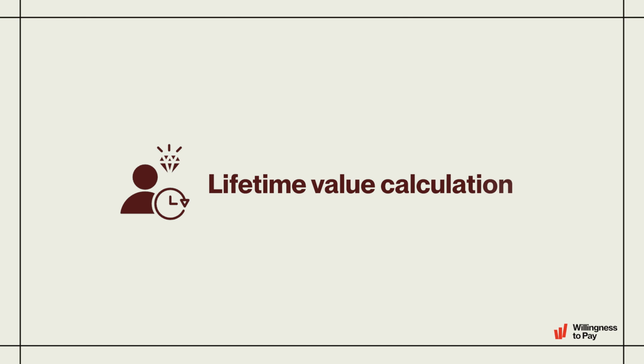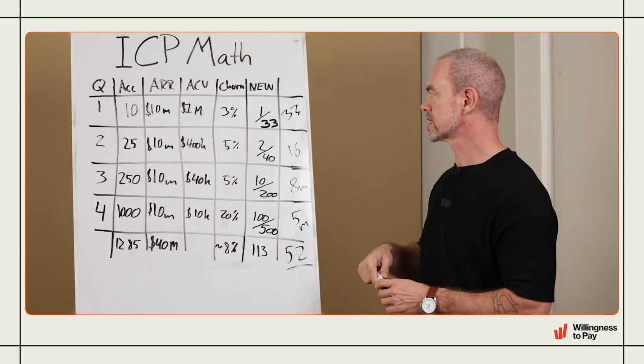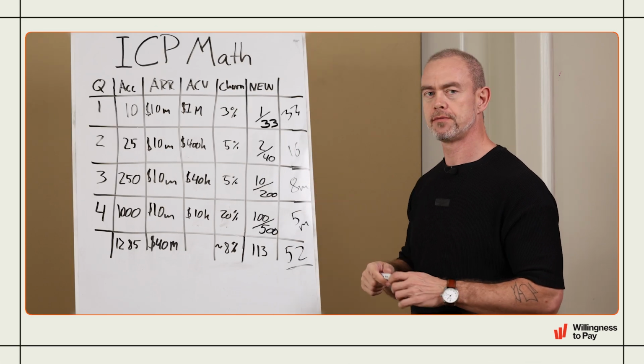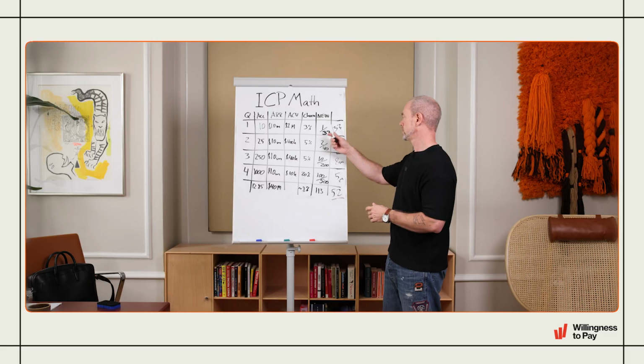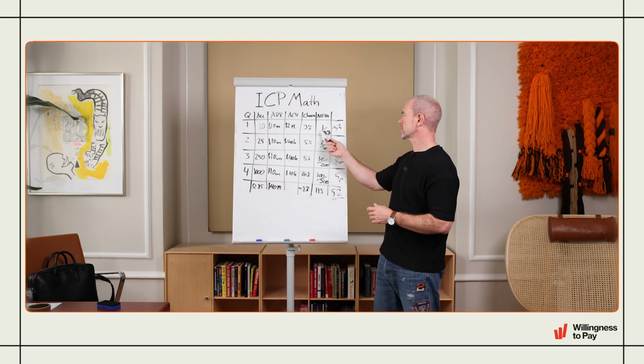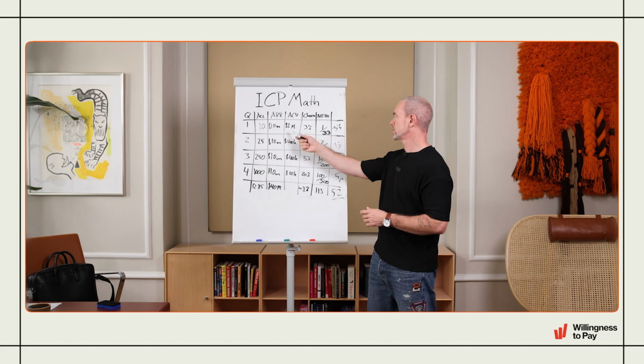You can then do a lifetime value calculation on this and say, okay, what is the lifetime value of one of the accounts that we have? And then you can compare that to your acquisition cost. So, we ran out of whiteboard here, but let's say the lifetime value right now is your ACV divided by churn. So actually the lifetime value here is 33 million.